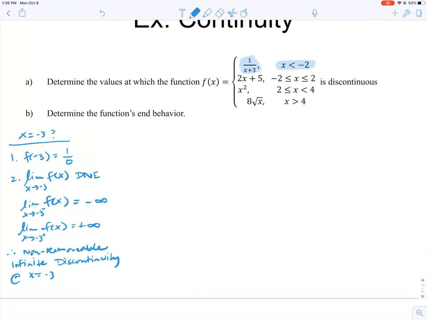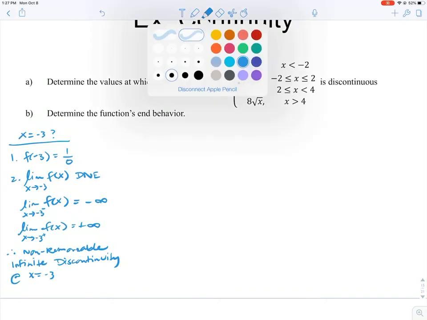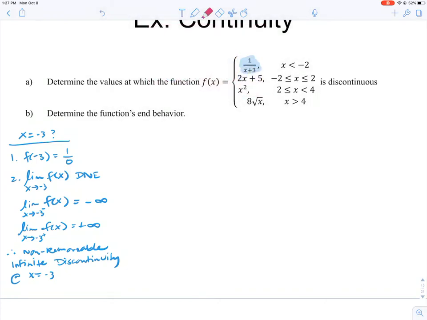Okay, so we then need to check for potential points of discontinuity at the endpoints of the subintervals, given for the domains. So next we would want to check negative 2. So f of negative 2, it looks like, would be 1. We'd substitute in here and we get 1.